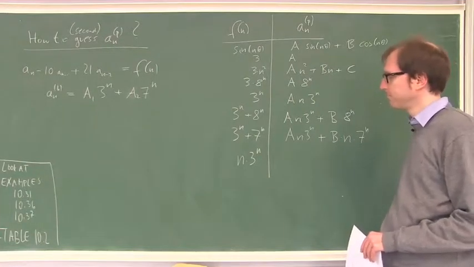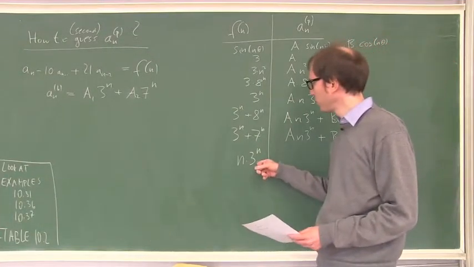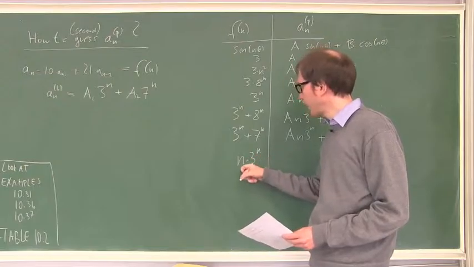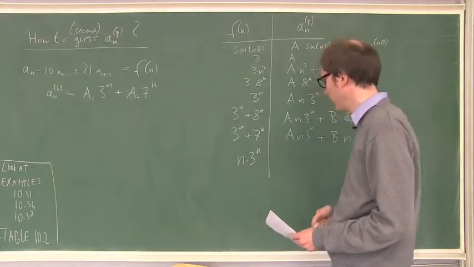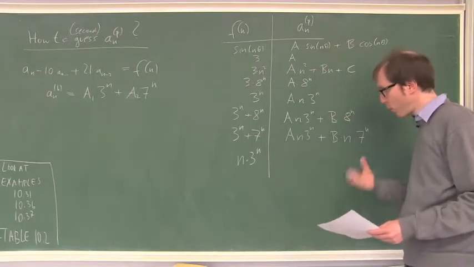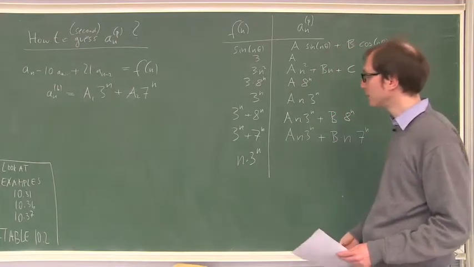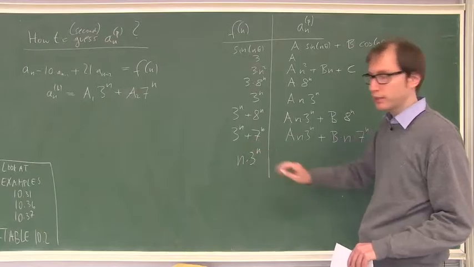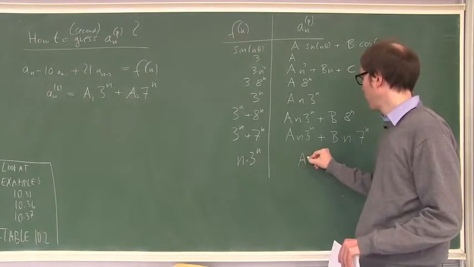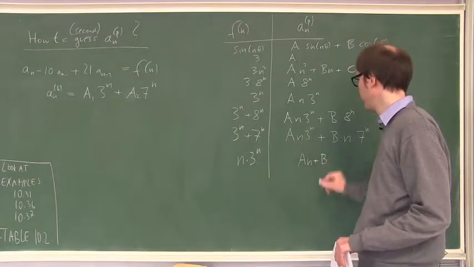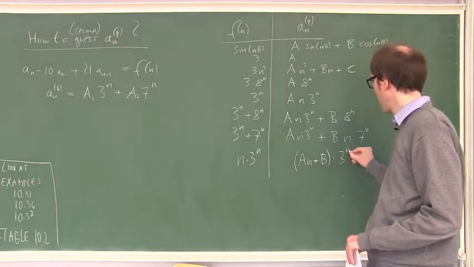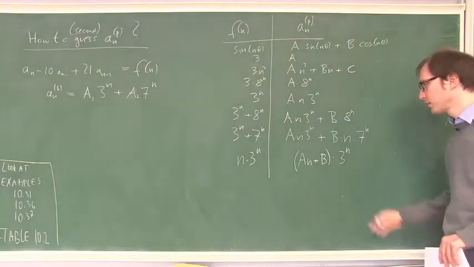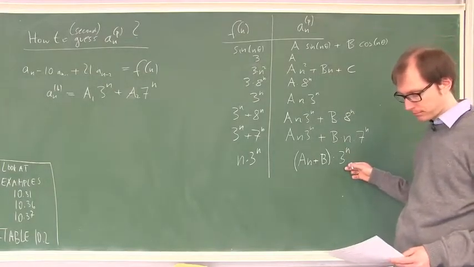So this is a little more complicated, because what you should think about it is being a polynomial of degree 1 times 3 to the n. So the first guess always only looks at this: a polynomial of degree 1, a general polynomial, so a n plus b times 3 to the n. So this is the first guess.